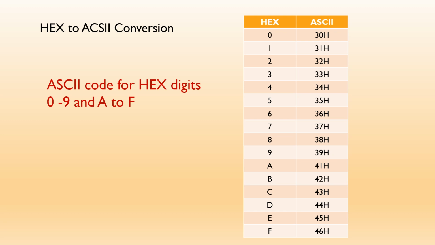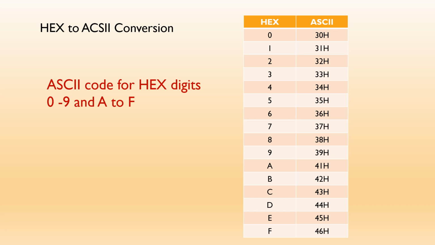So the hexadecimal A has the ASCII value 41, B has the ASCII value 42, C has the ASCII value 43, D 44, E 45, and F has the ASCII value 46. So here we have considered that the hexadecimal A to F corresponds to the capital letters A to F.